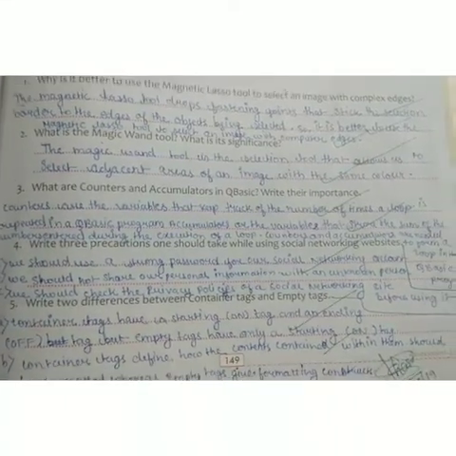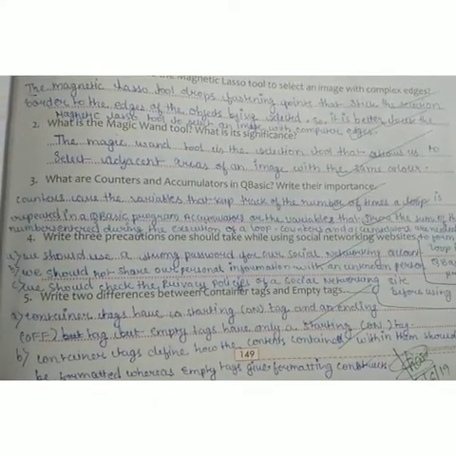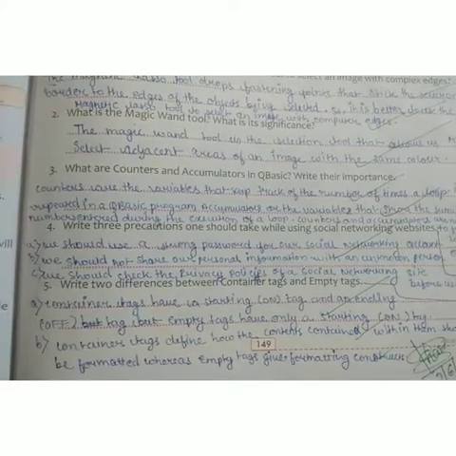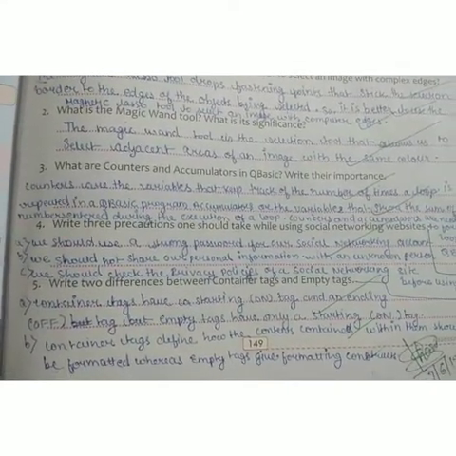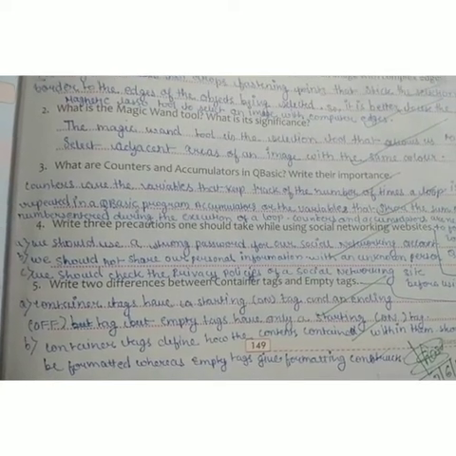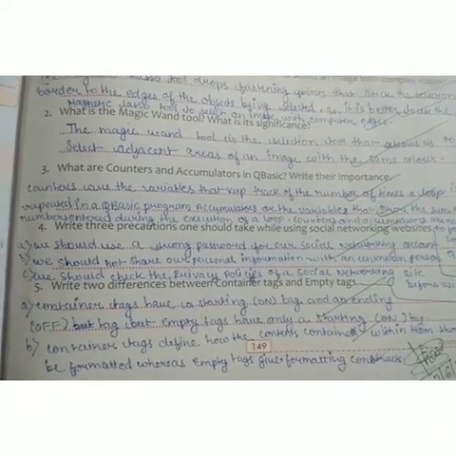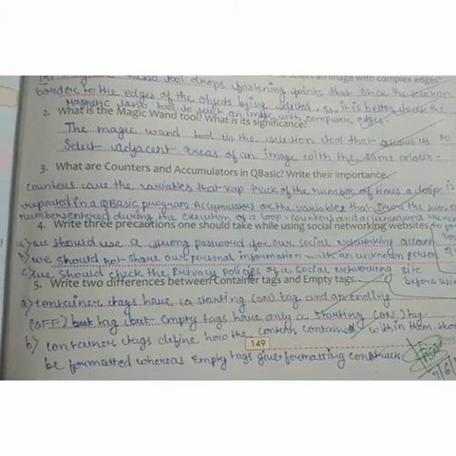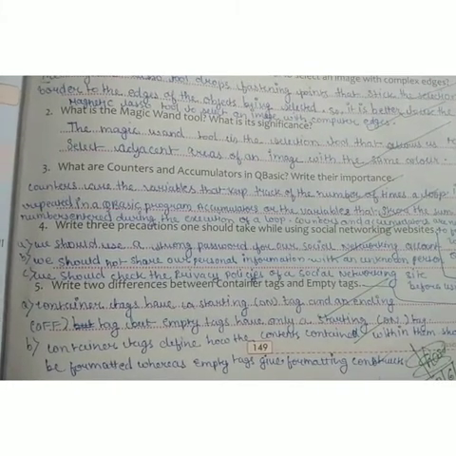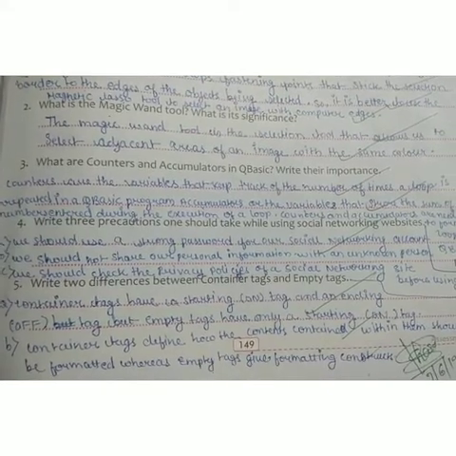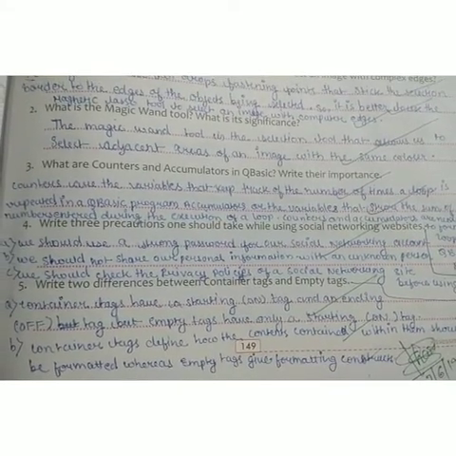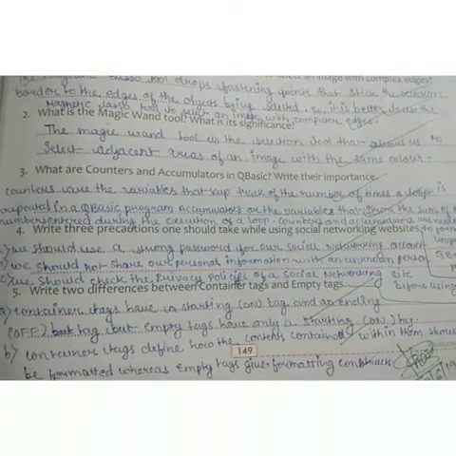Fifth, class, write two differences between container tags and empty tags. Container tags have a starting tag and an ending tag, but empty tags have only a starting tag. Second point, container tags define how the content contained within them should be formatted, whereas empty tags give formatting instructions. So that's the answer to number 5.